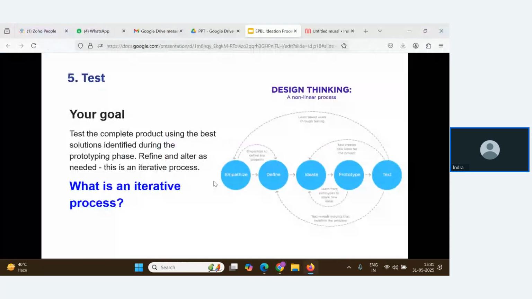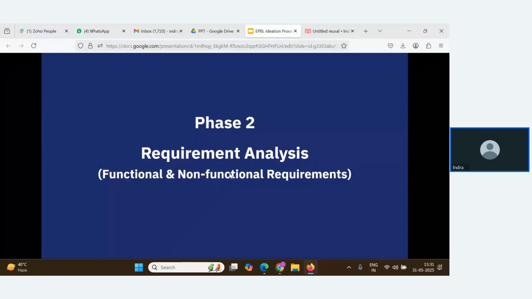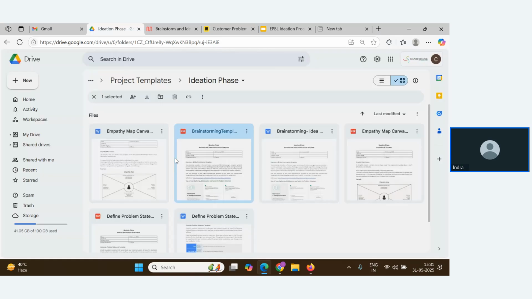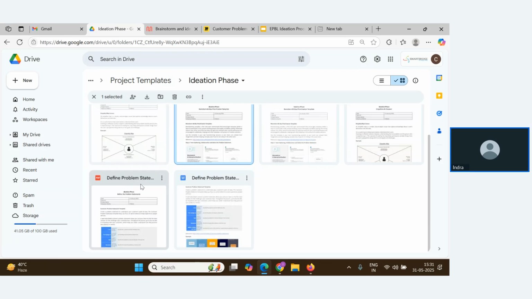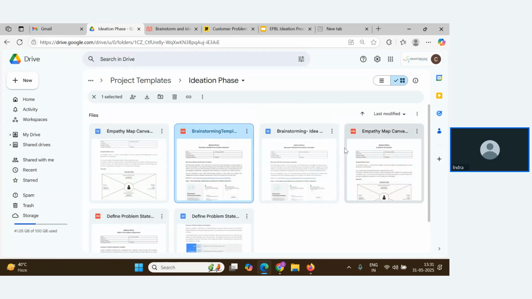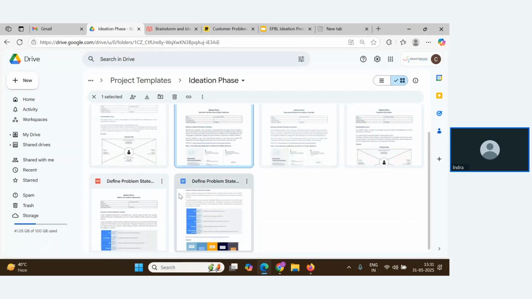So this is all about the first phase, that was the ideation phase. In the ideation phase, guys, you need to work on three templates. First is the empathy map, then the define problem statement, and the third is the brainstorming file. In the empathy map, you are presenting the user's issue in the form of a picture where you are mentioning what he thinks, what he says, what he does, and what he feels. Based on this empathy map, we will develop two scenario-based problem statements and complete the problem statement template.